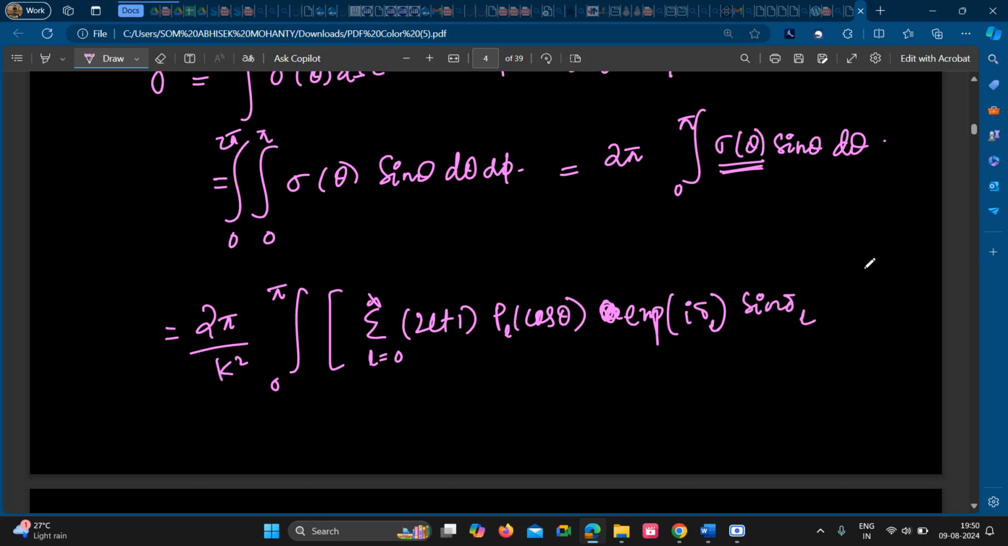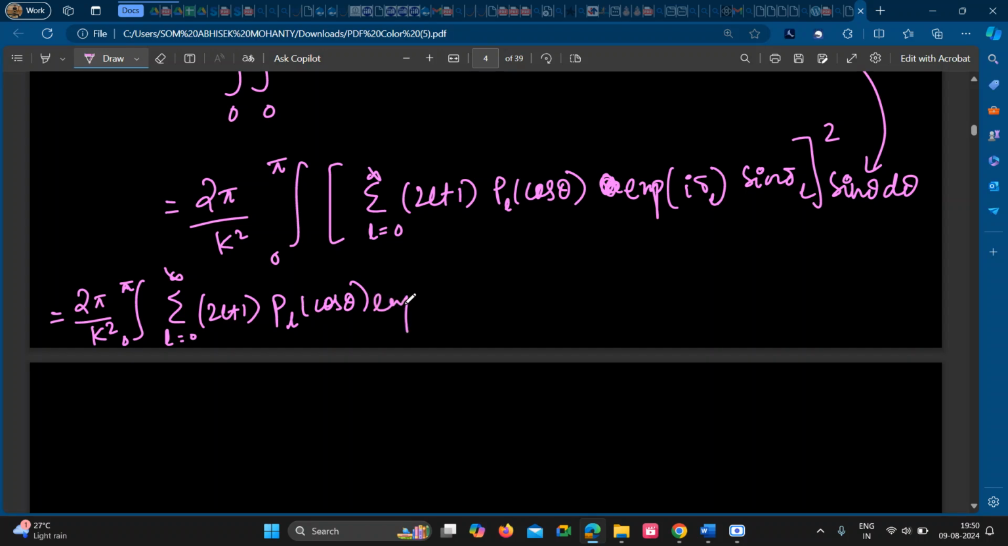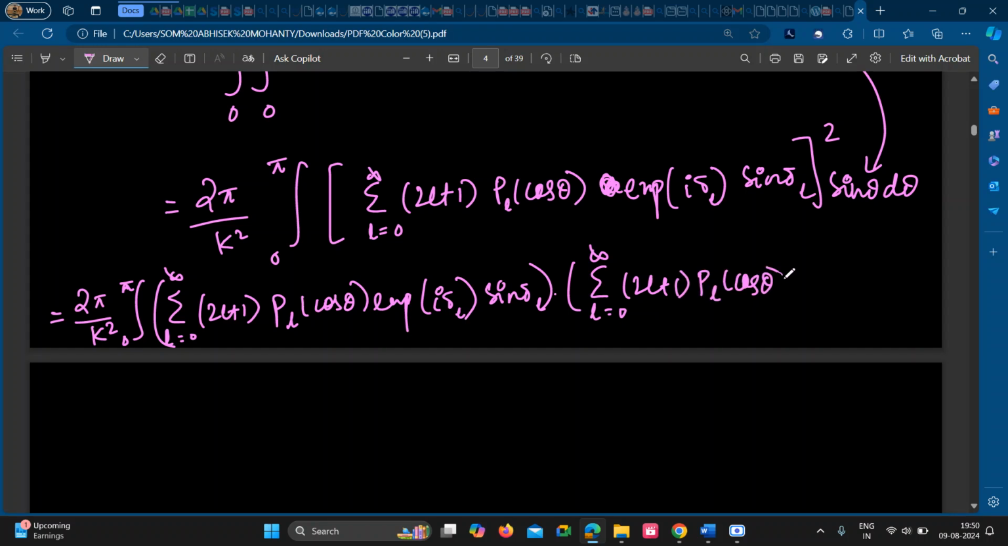Sine delta L square, and there is this sine theta d theta here. So what can I do here? See, this is a square, so I can multiply it twice, right? So 2 pi by k square integration 0 to pi. I will multiply it twice: summation L 0 to infinity (2L+1) PL cos theta, exponential i delta L, sine delta L. And again I will multiply it with itself, summation L 0 to infinity (2L+1) PL cos theta, exponential i delta L, sine delta L, and sine theta d theta.